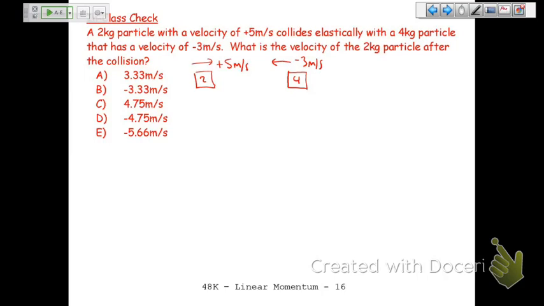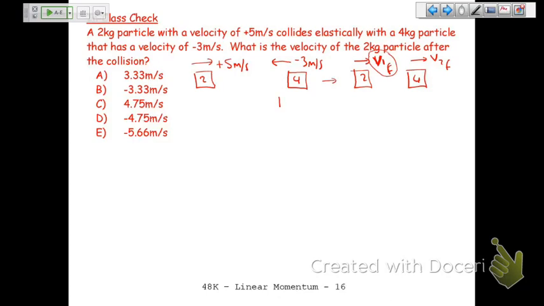That gives the 2 and the 4. Let's call this V1 final, and let's call this one V2 final. And I don't know either one of them. So it says, what is the velocity of the 2 kilogram particle? I do not want to get this wrong because I look at the wrong velocity. So I'm going to put a circle around that. It asks for the velocity of the 2 kilogram particle. So I'm going to put a circle around that.